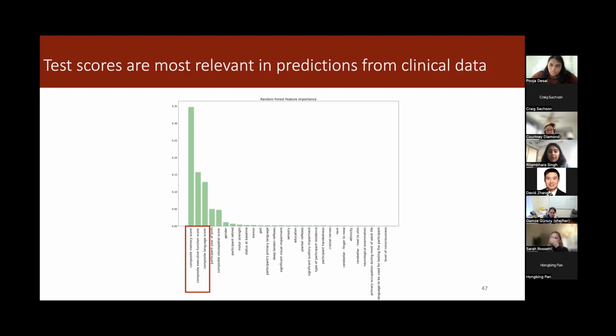And what we found was quite interesting, but not entirely surprising, that the exam scores, like the composite memory score or the language scores, these exams that were done on the patients, seemed to be most relevant for the model when it was making the prediction for the diagnosis.